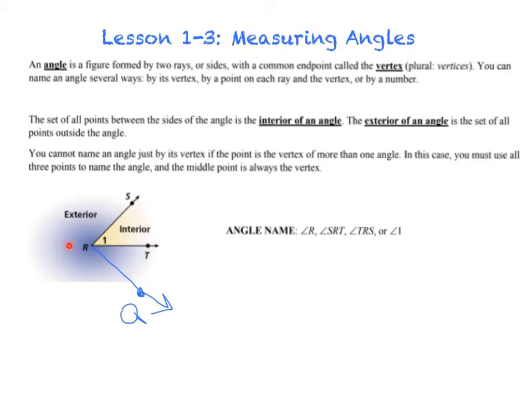So as soon as a vertex creates more than one angle, you should not be naming it using just the vertex. My rule of thumb usually is just name the angle using three letters. It just makes your life a lot easier. You don't have to think as much when you do that. All right, and then the only other thing here is the set of all points between the rays of the angle, which is the interior. So anything between the two rays is called the interior of the angle, whereas anything outside the two rays is called the exterior of the angle.